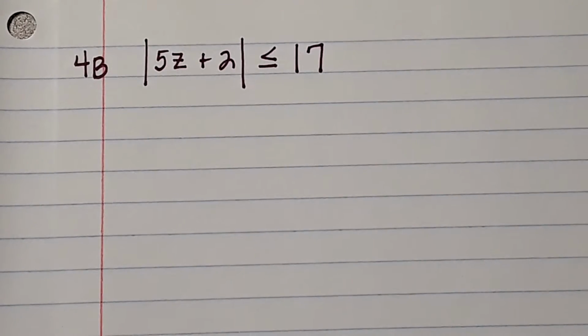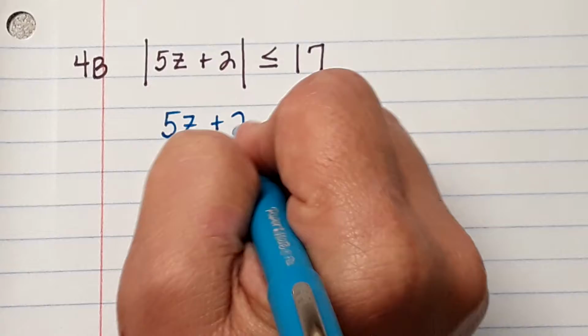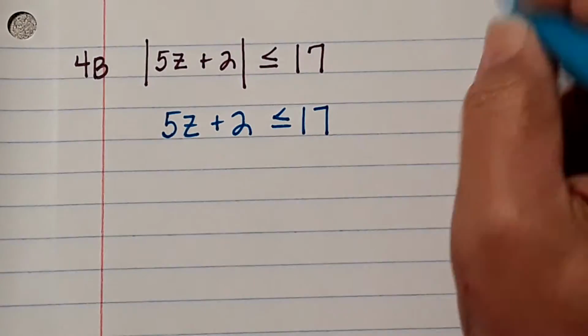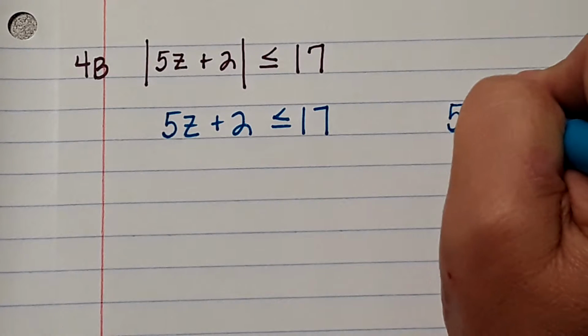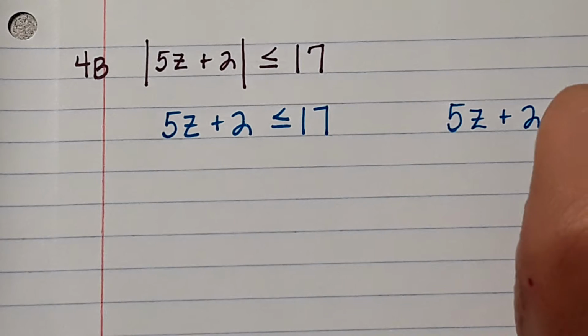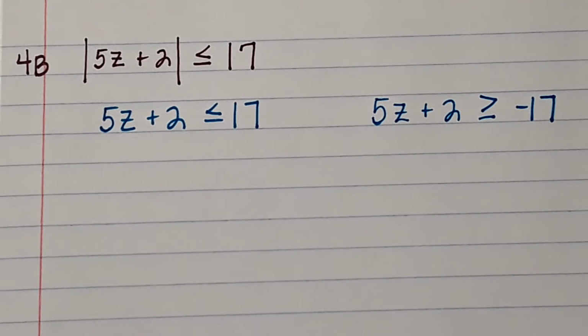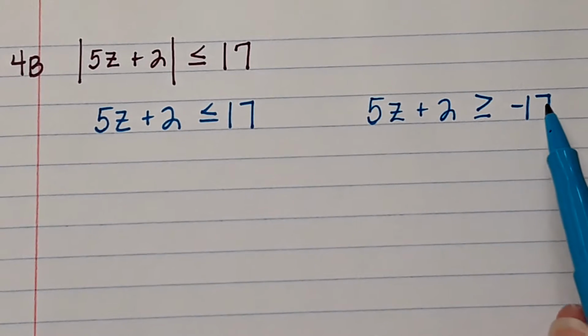Okay, so example 4B got cut off. So we're going to set this one up just like we set up 4A. And we're just going to have two problems, just like we normally would if it didn't have an inequality sign. So we're going to do 5z plus 2 is less than or equal to 17, and 5z plus 2 is greater than or equal to negative 17. So remember, you need to change the inequality sign and you need to change it to a negative.